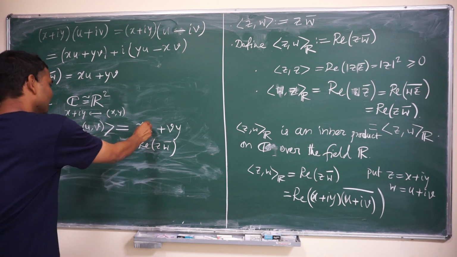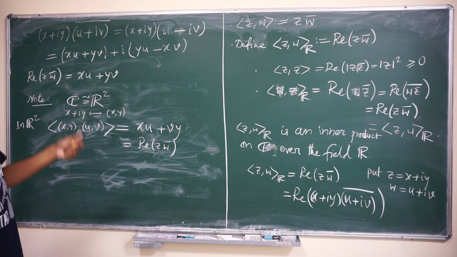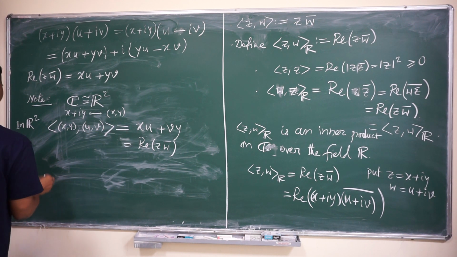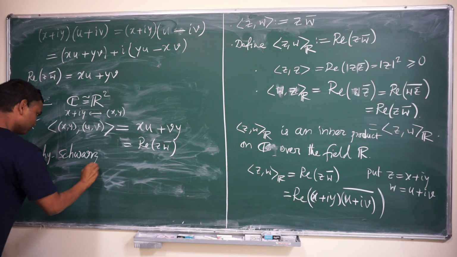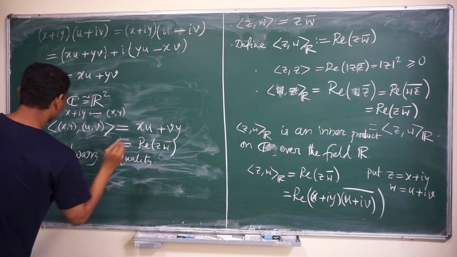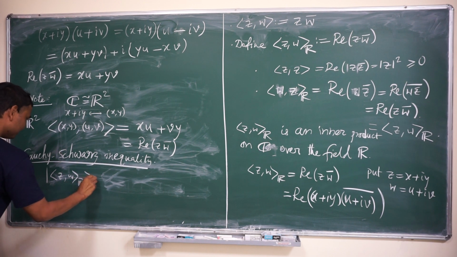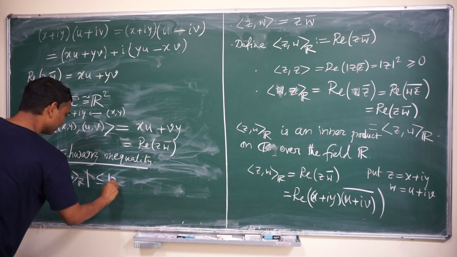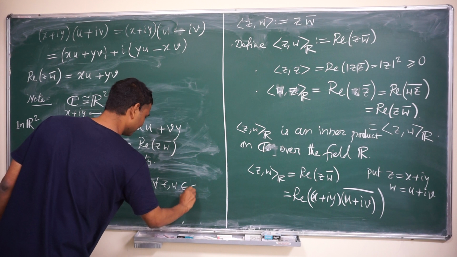Yeah, so this must be clear. This real part is the standard inner product in R2. Now in this case, of course, the Cauchy-Schwarz inequality will give you this: the real part of z w-bar is less or equal to mod z mod w for all z, w in C.